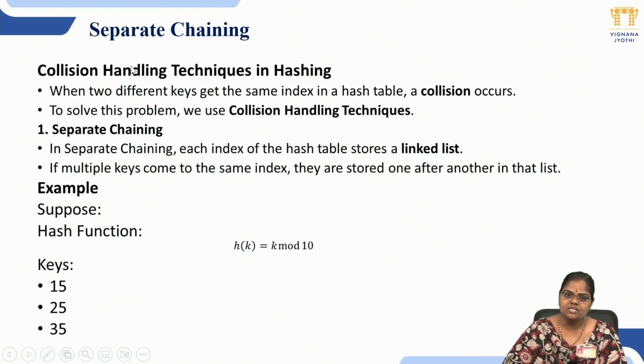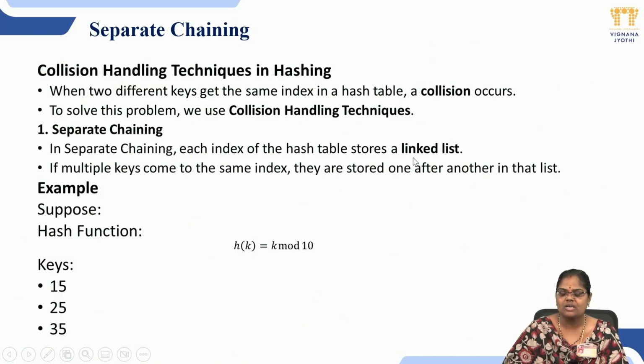Proceeding further, the first collision resolution technique, that is separate chaining. So collision handling techniques in hashing with the help of separate chaining. So when two different keys get the same index value in the hash table, a collision occurs. Now to resolve this, we use the hashing collision technique, that is separate chaining. What exactly is being done in separate chaining is, each index of the hash table stores the keys in the form of a linked list.